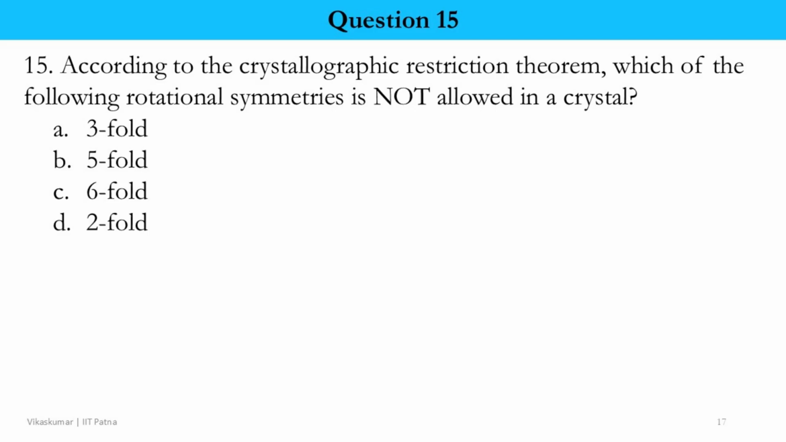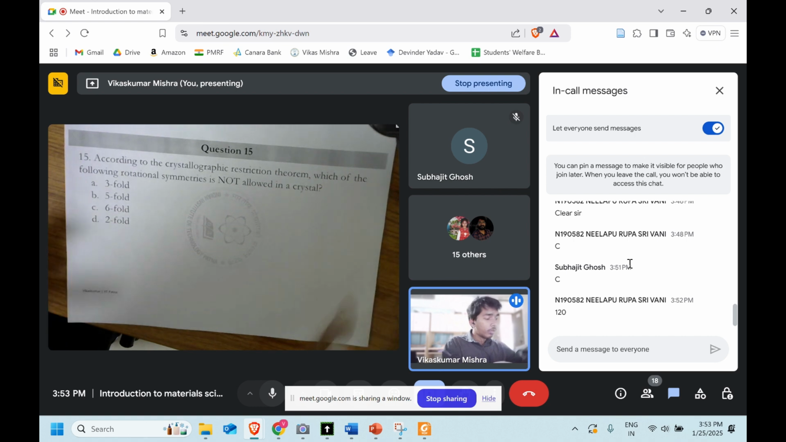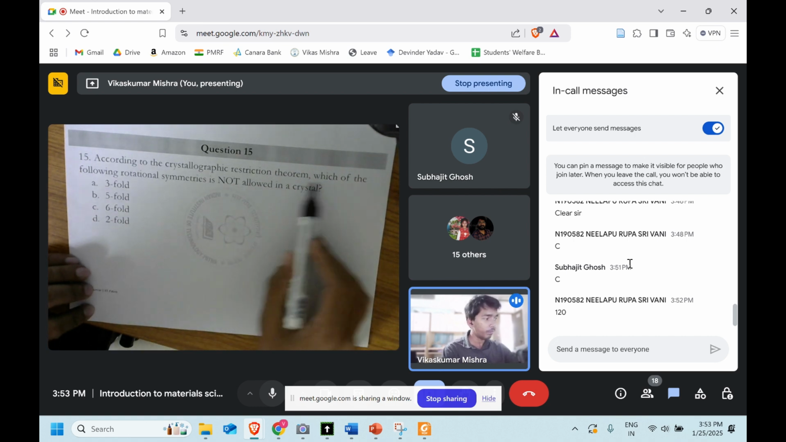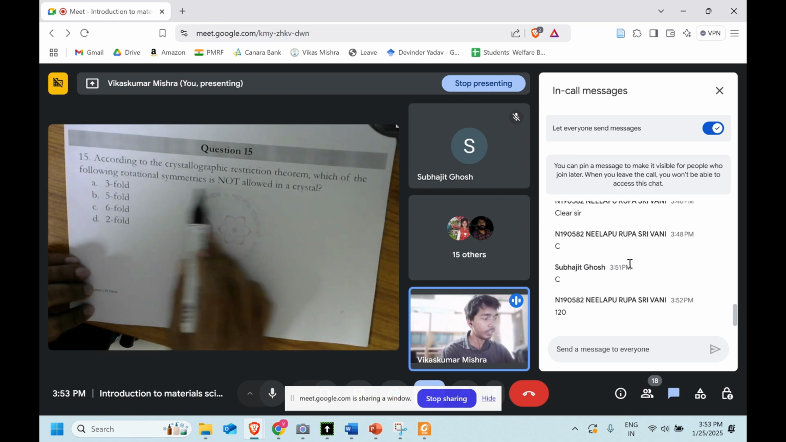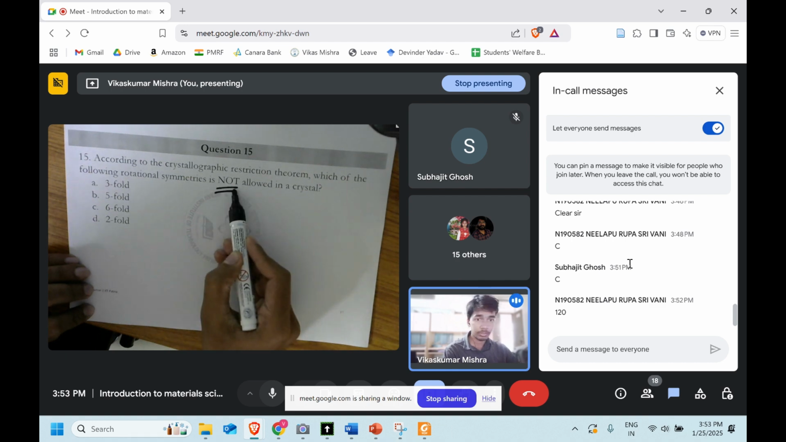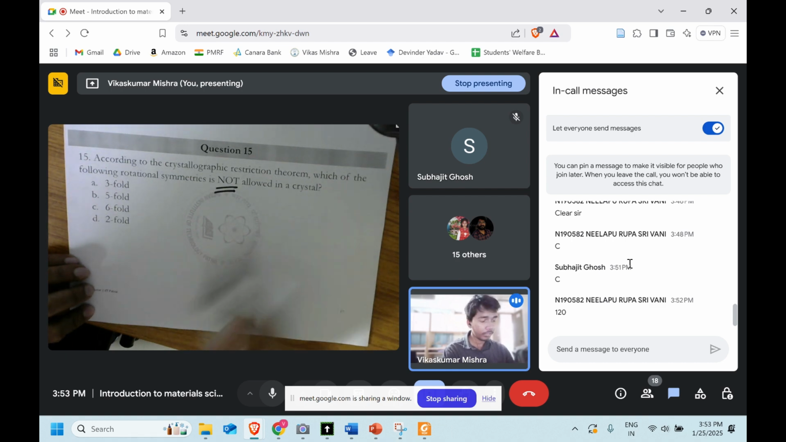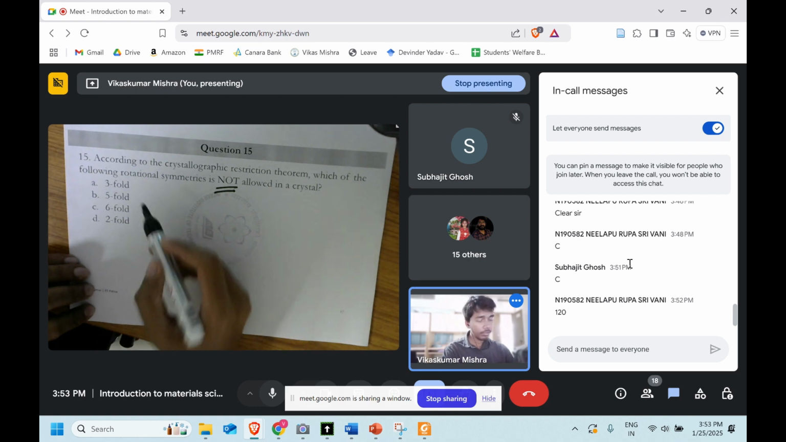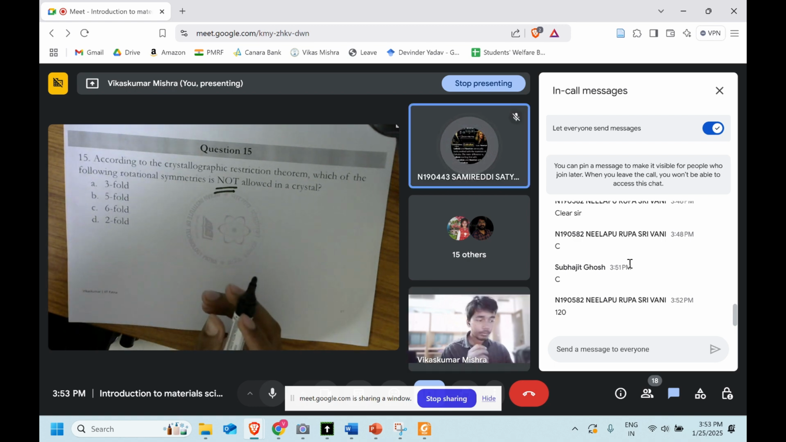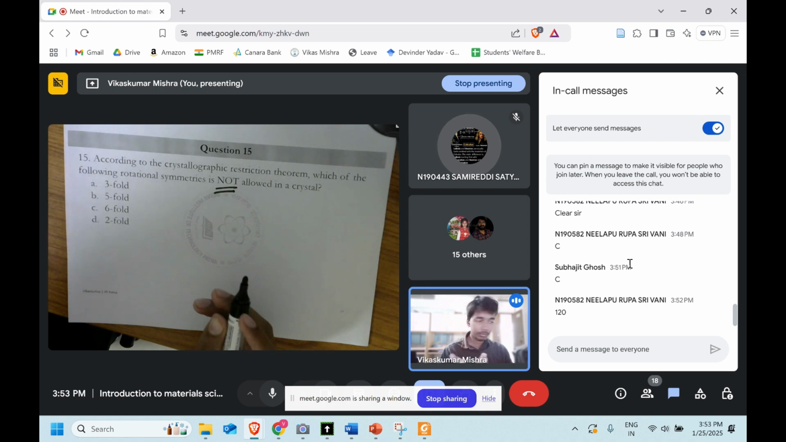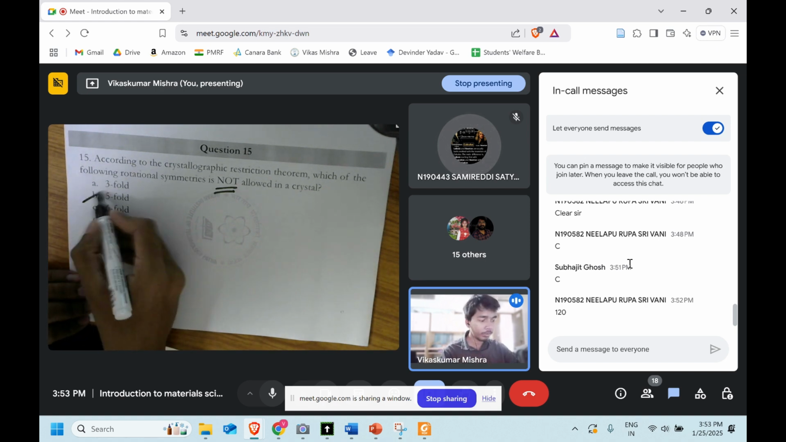Now, according to the crystallographic restriction theorem, which of the following rotation symmetries is not allowed? Remember, which is not allowed over here in the crystal. Five-fold symmetry, yeah, it's five-fold, right? Yeah, the five-fold is not allowed. So option B is not allowed.